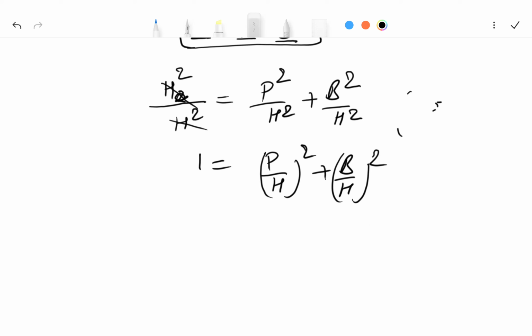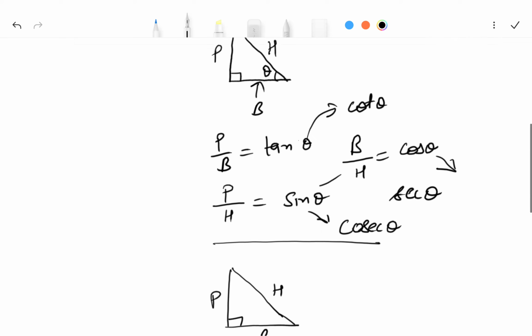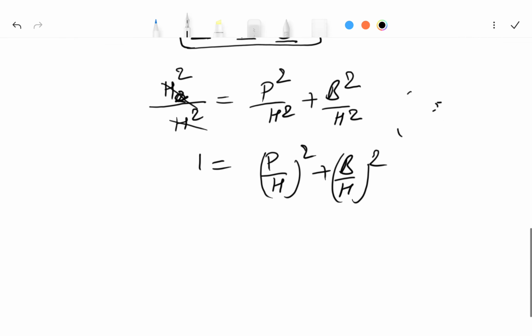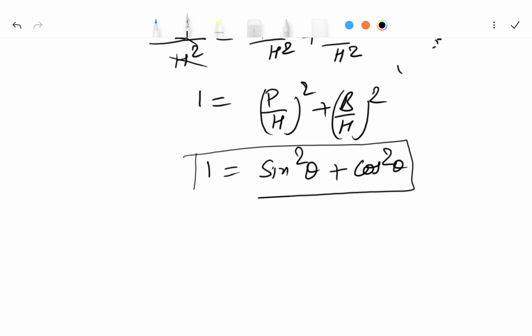So what is p by h? P by h is sine, and b by h is cos. So I can write it in this way: equal to sine square theta plus cos square theta. This is the first formula I have derived.